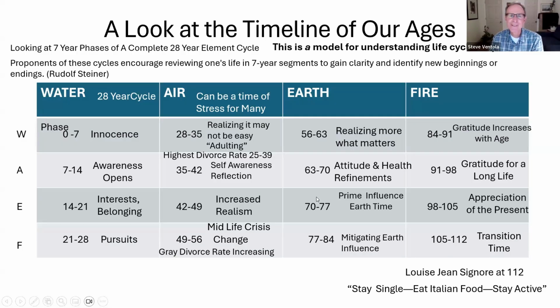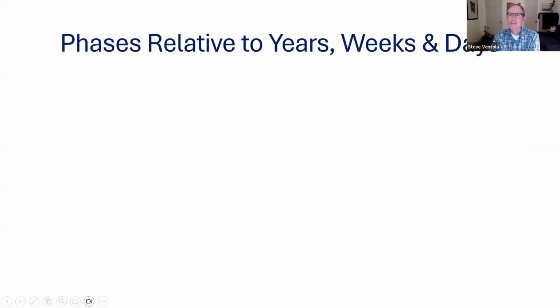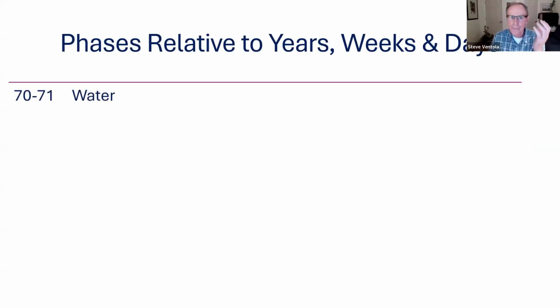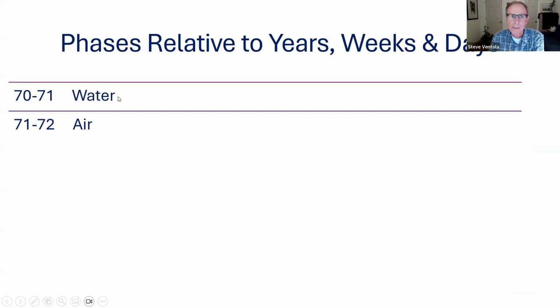Okay, let's look a little bit more at phases relative to years, weeks, and days. So let's break this down. I'm just emphasizing that prime time of 70 to 77, but you can relate this to whatever 7-year phase you're in. So if you're 56, you can say that's a water phase. If you're 70, it's water. So you can think about the age range that you're in. It has the characteristic of water. Water relates again to coming back to principle. What's most important? Are you life-giving?